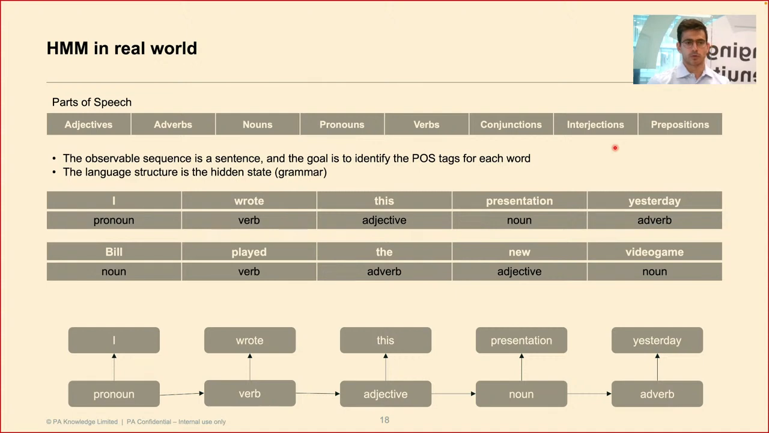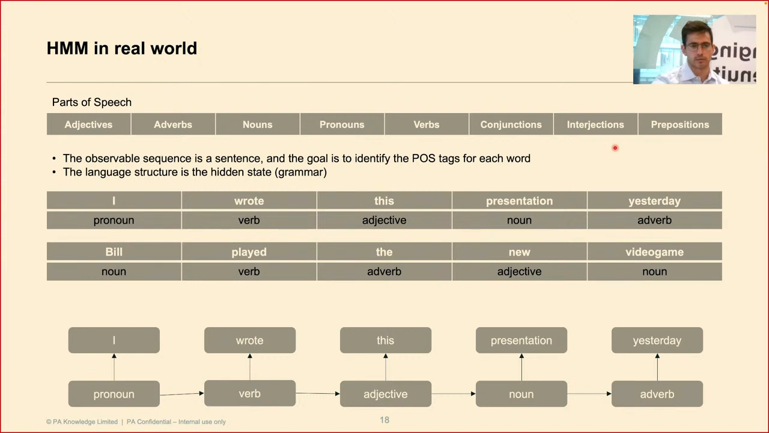The observable sequence is the sentence and the words we're seeing, and the goal is to identify the part of speech for each of the words. And the language structure is the hidden state. The hidden state, if you like, is what helps us communicate by giving meaning to the words we put together. And we usually say that the hidden state is grammar.